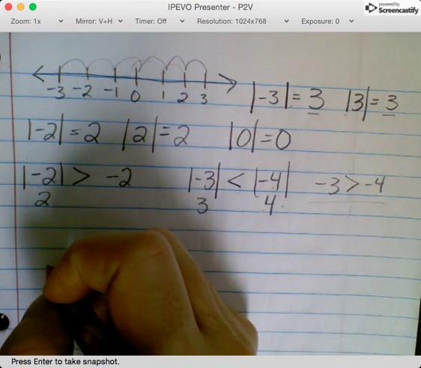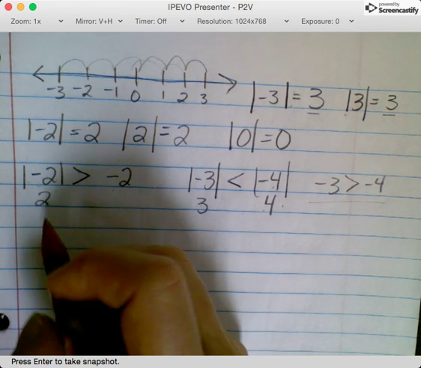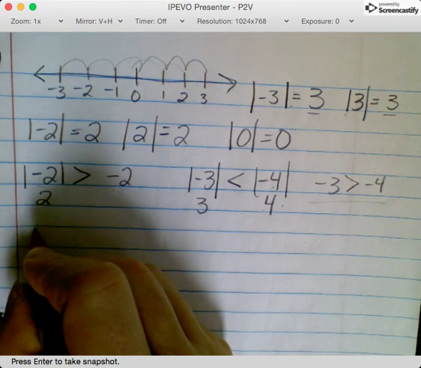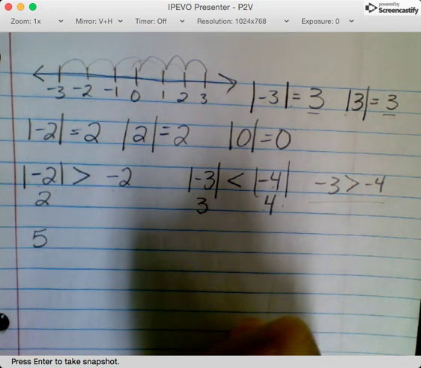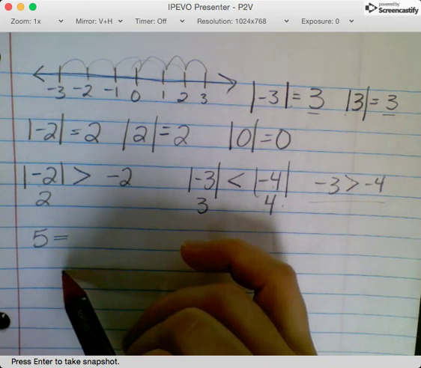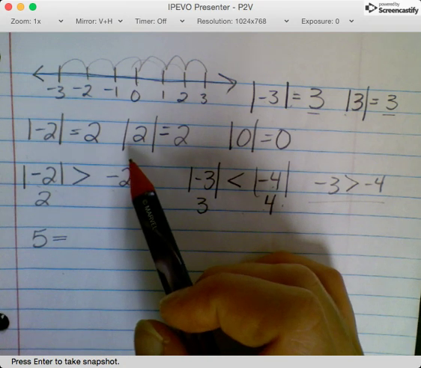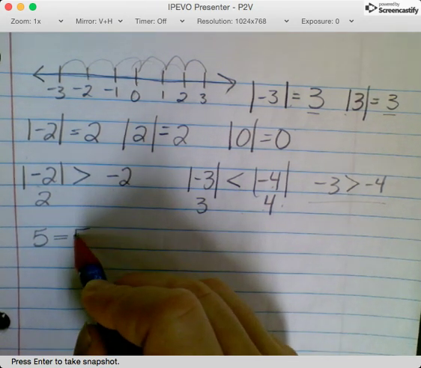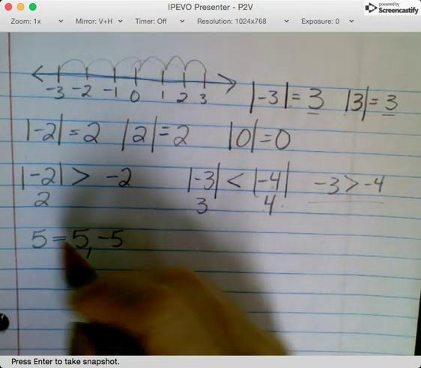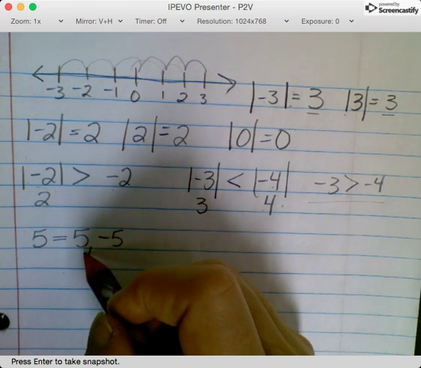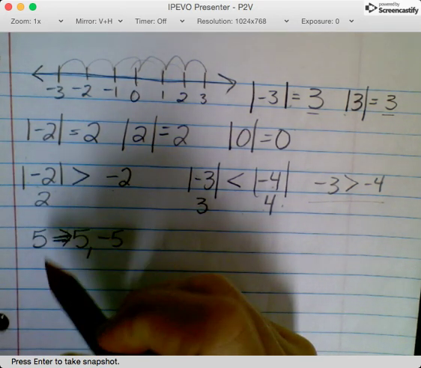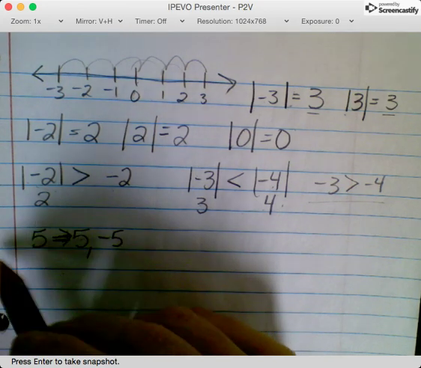Some examples that you may come across in class are, you may get a problem that asks you what numbers have an absolute value of 5. Well, the absolute value of 5 means that the number is 5 away from 0. So that would be +5, which is 5 away from 0, and -5. So the absolute value of 5, and I'm going to draw an arrow because it's not actually equal to both of those. The absolute value of these two numbers will both equal 5.